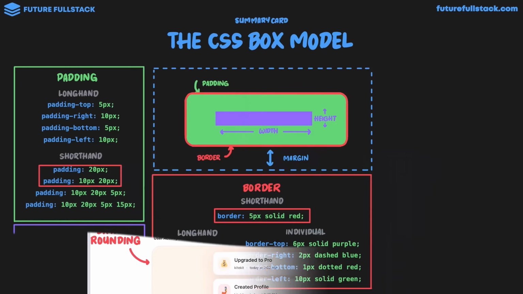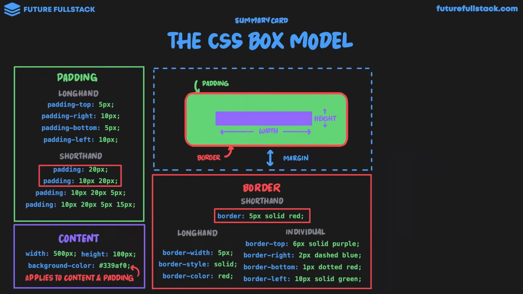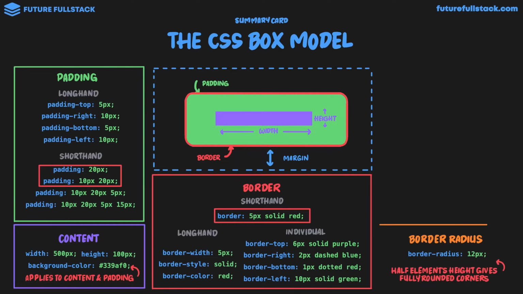So let's wrap up by adding to our summary card the CSS box model. In this chapter, we looked at border radius. We saw the property, which was border-radius, with a unit value. We saw that applying a border radius creates rounding on our corners. And we saw that half an element's height gives us fully rounded corners.